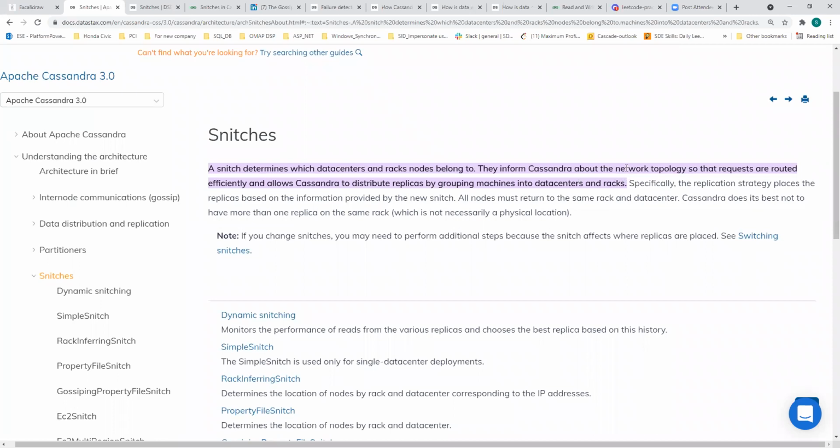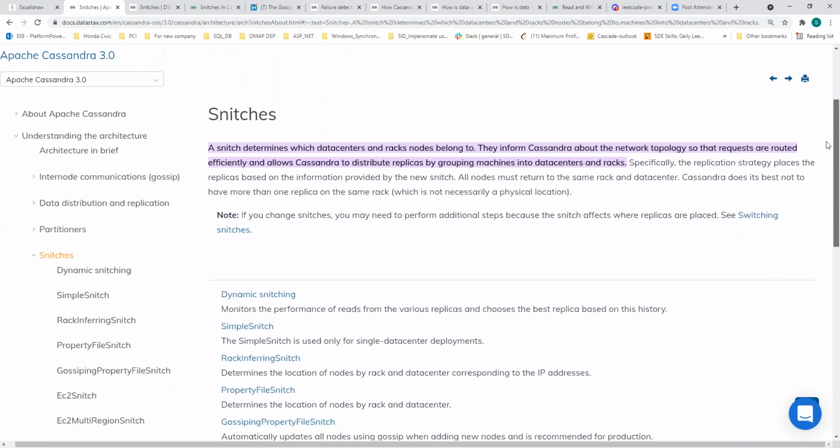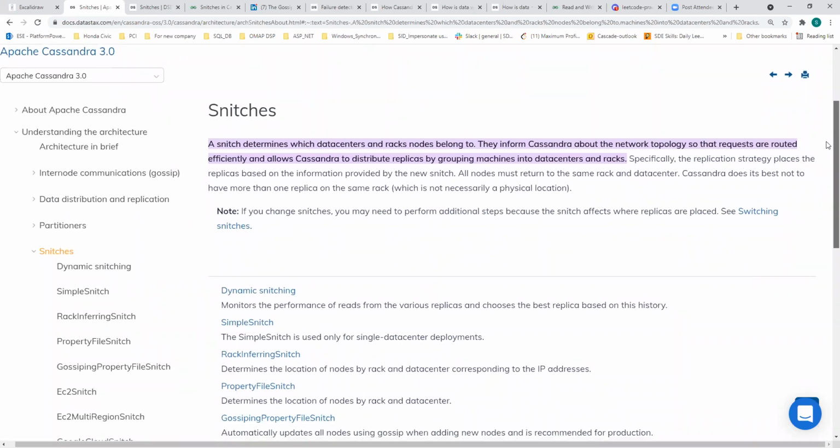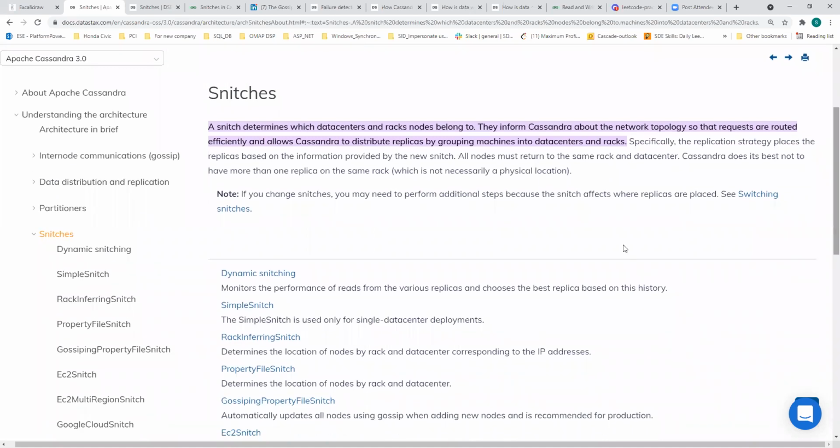So understanding the network topology now, because we are dealing with cross data centers, we need to know the network topology, as well as where a node lies in a rack and a data center, so that we can efficiently and intelligently have a replication strategy based on it. Okay, so that was the main definition of snitch.